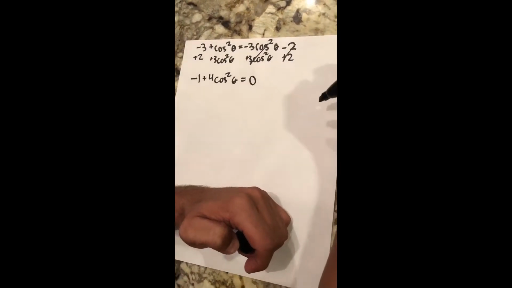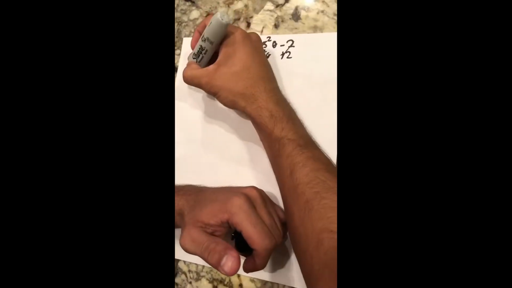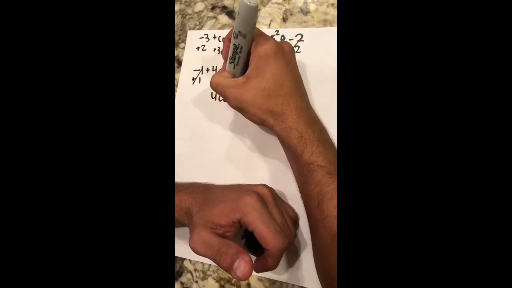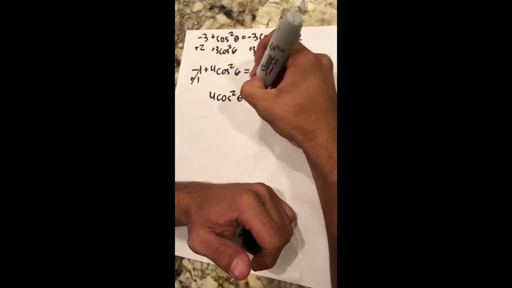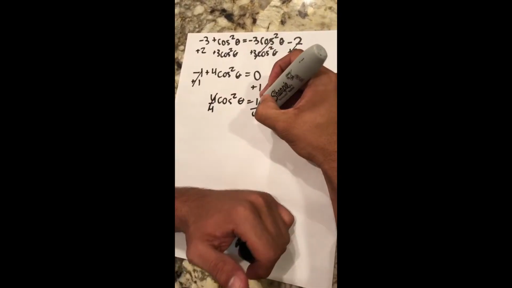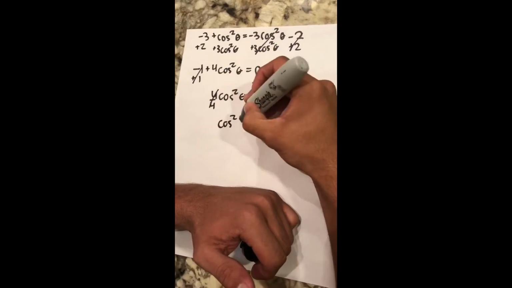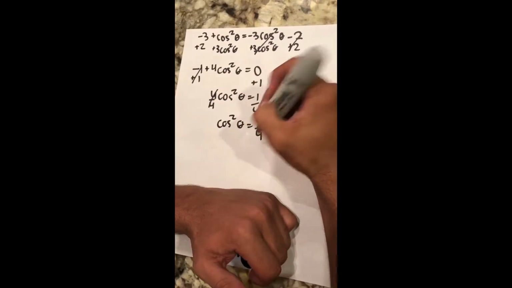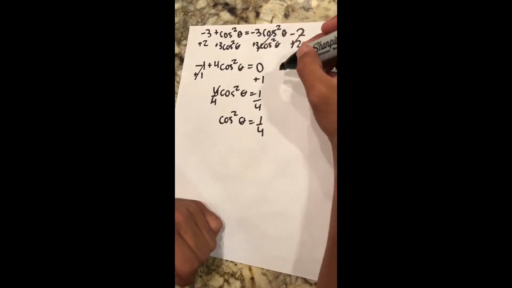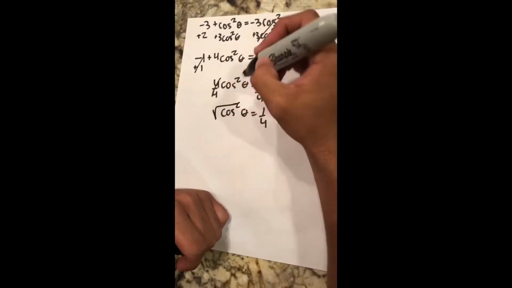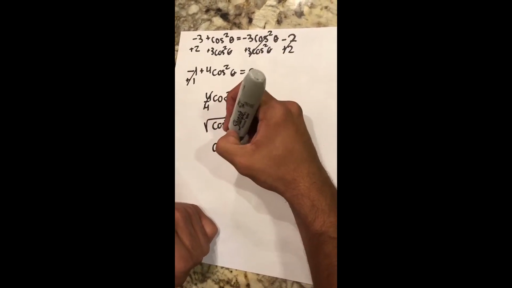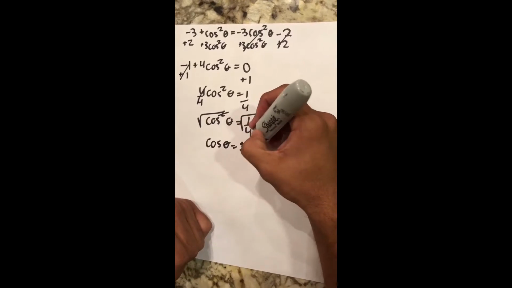Our next step is to solve for cosine. So we're going to add 1 on both sides. This will cancel out. So we have 4 cosine squared equals 1. We divide 4 on both sides. So we have cosine squared equals 1/4. Next, we're going to square root both sides so the exponent could cancel out. So we're left with cosine equals positive and -1/2.